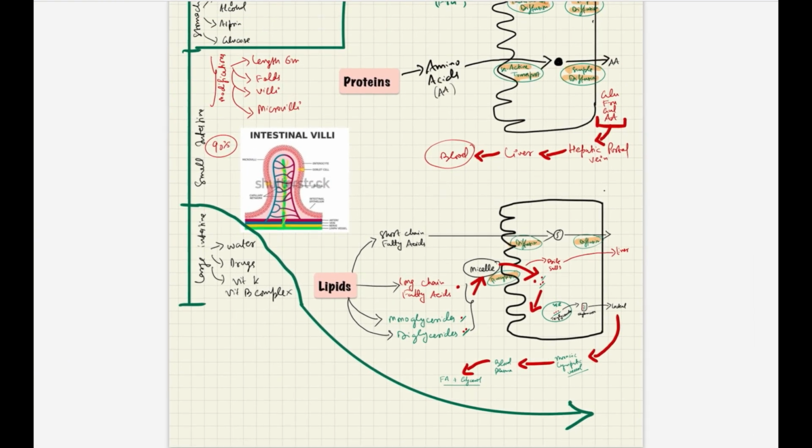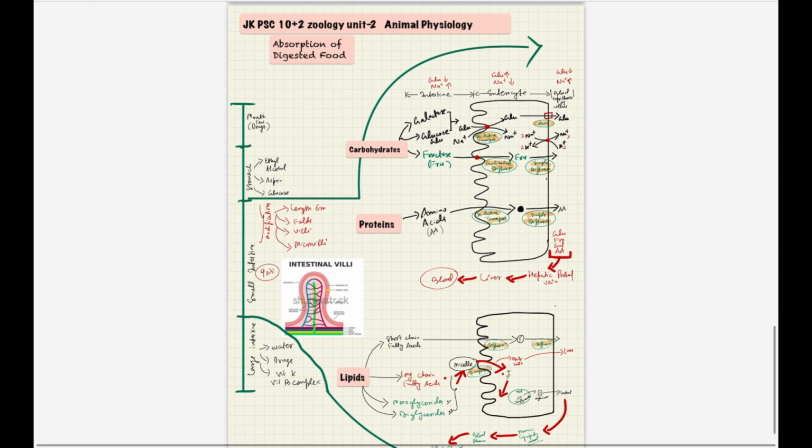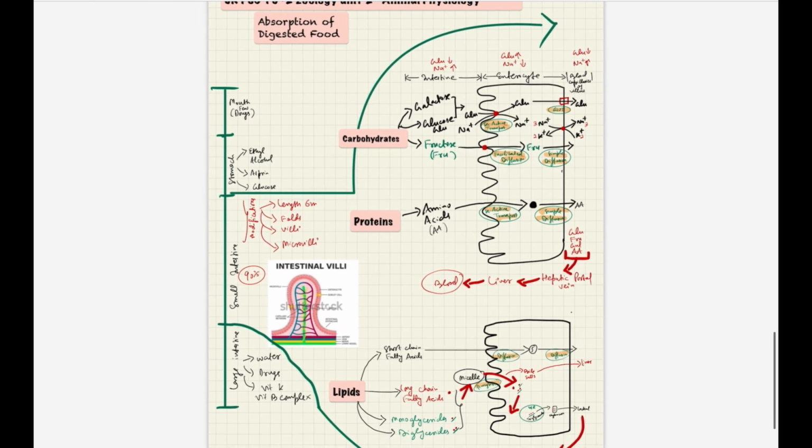So this was the overall concept of absorption of the various digested food material in the intestinal lumen. From here things get assimilated and reach their destined cells. This was all about it, and let's hope that you liked the concept.